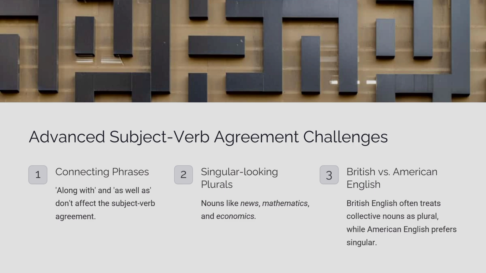Okay, so however, in British English, collective nouns are often treated as plural. So we might say here, the team are winning the game, emphasizing individual actions within the group. So understanding these advanced cases will help you apply subject-verb agreement accurately, even with more challenging sentence structure. And by recognizing these distinctions, you can achieve clearer and more grammatically correct communication, especially in complex contexts.